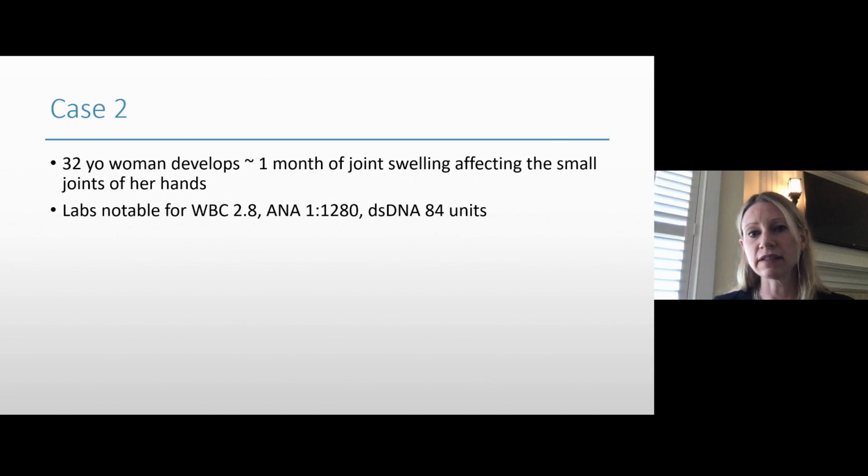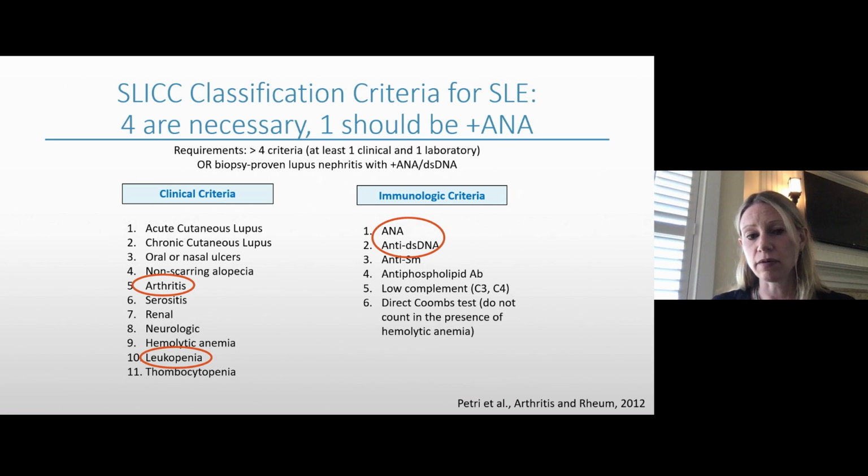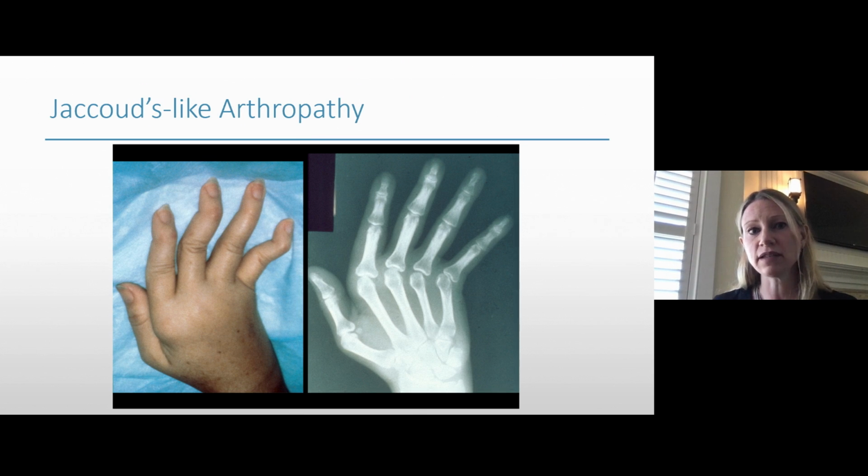So case 2, this is a 32-year-old woman who develops about a month of joint swelling in the small joints of her hands, so MCPs and PIPs. Her labs are notable for leukopenia, a positive ANA, and a positive double-stranded DNA. So let's think about, could this person have lupus? She has arthritis, leukopenia, ANA, double-stranded DNA. You don't find an alternate explanation. So yes, this is a case of lupus.